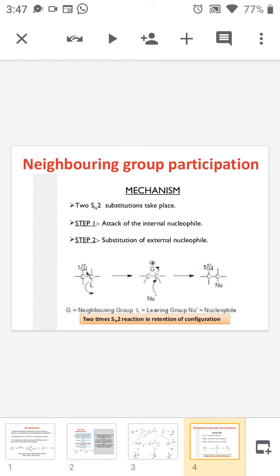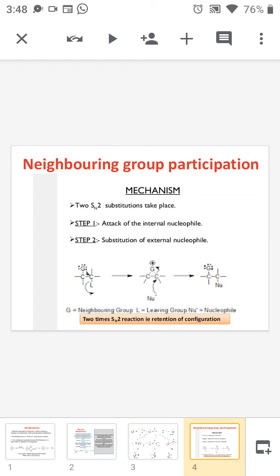It also retains the configuration of the product. So we have studied SN1, SN2, SNi and neighboring group participation, and in neighboring group participation two SN2 substitutions take place. You know that in an SN2 reaction, the nucleophile attacks in the opposite direction of the leaving group. So if two SN2 reactions occur, it means there is retention in the final product.